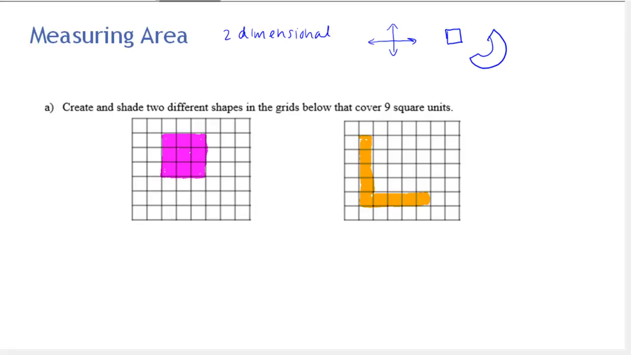So these are the two shapes I decided to make, and I am going to check that it is 9 square units, and I'd like you to do the same with your shapes. So I'm going to check.